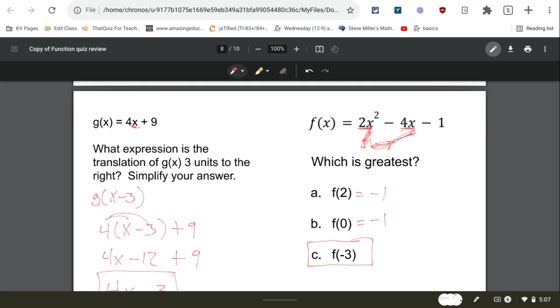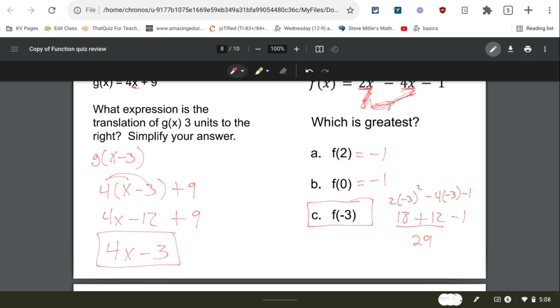If we plug in -3 for the x, it would be 2 times -3 squared minus 4 times -3 minus 1. All right, we would do -3 squared first, exponents. That's going to give us 9, and then 9 times the 2 gives us an 18 for that term. -4 and -3 is going to make it a plus 12 minus 1. This is going to be 30, and then 30 minus 1, 29. So 29 is greater than -1, so that's why C is the answer. Moving on.